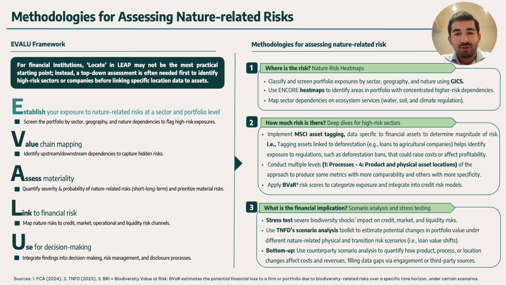On the right, we start with where is the risk, classifying exposures using GICS, then applying ENCORE heat maps to identify high-risk sectors and regions. How much risk is there? You use MSCI asset tagging to assess magnitude, tailoring the level of detail to your assessment, from processes to products and physical asset locations. And lastly, what is the financial implication? Starting with a top-down scenario analysis and, where possible, refining using bottom-up counterparty data.